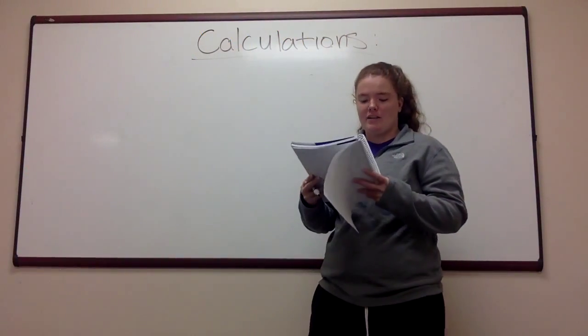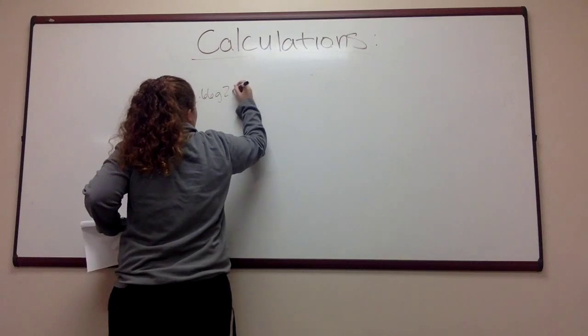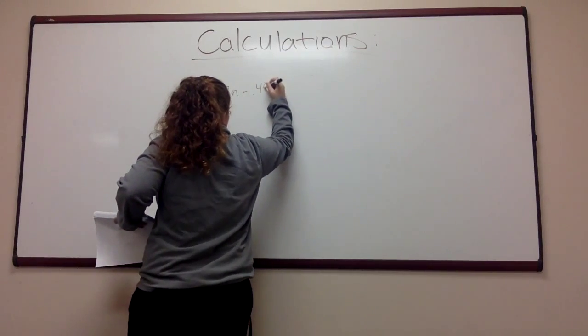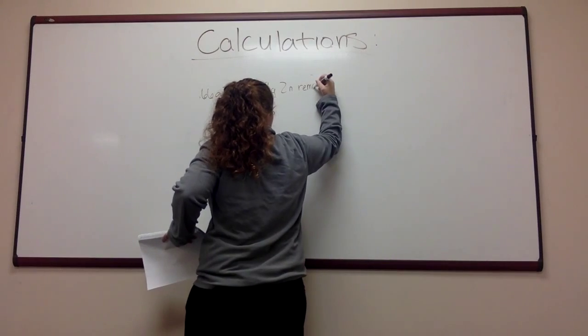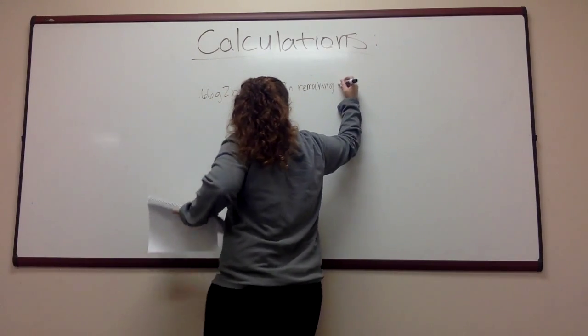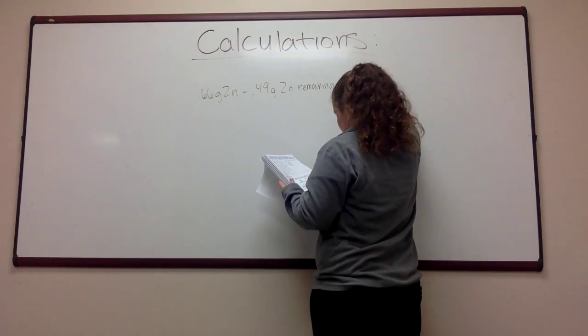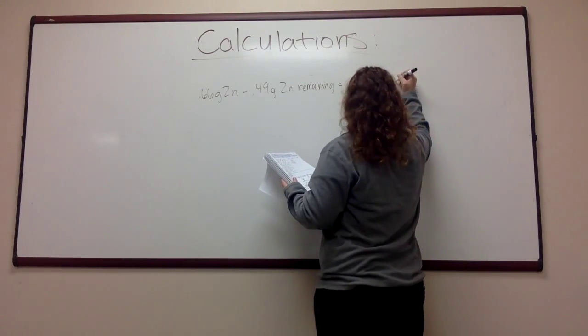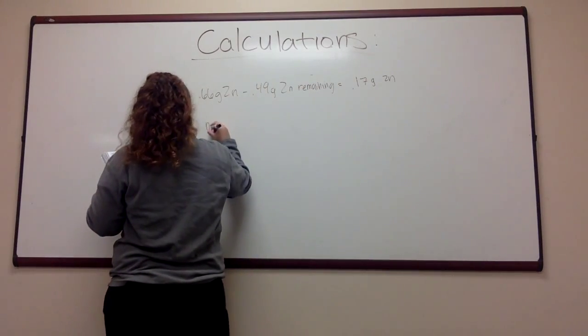Okay, now we're going to do the reacting zinc. So we're going to take 0.66 grams of zinc and subtract 0.49 grams of zinc, which is the remaining zinc. And that's going to equal 0.17 grams of zinc reacted.